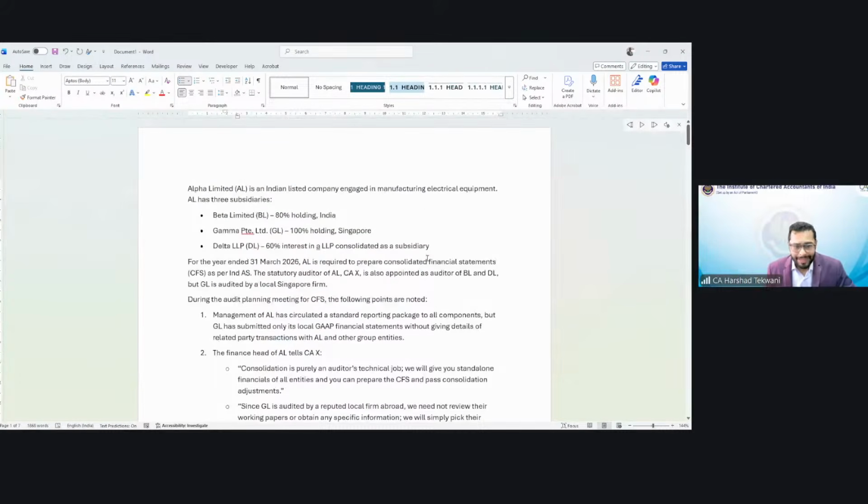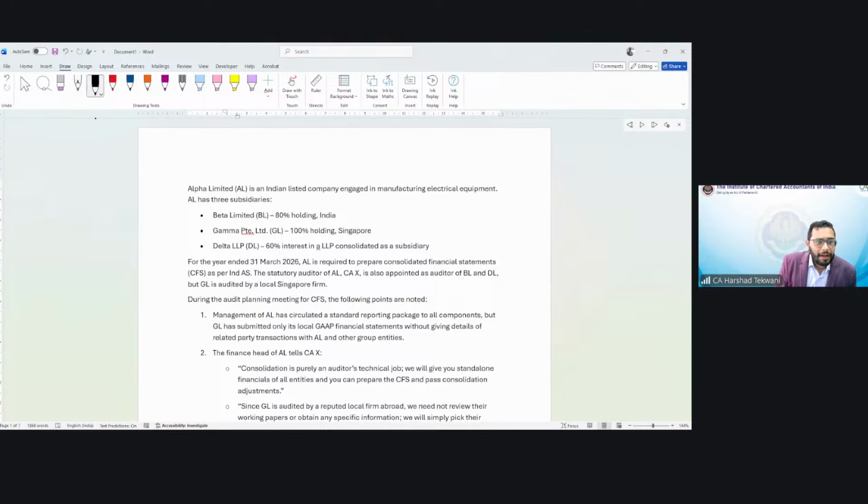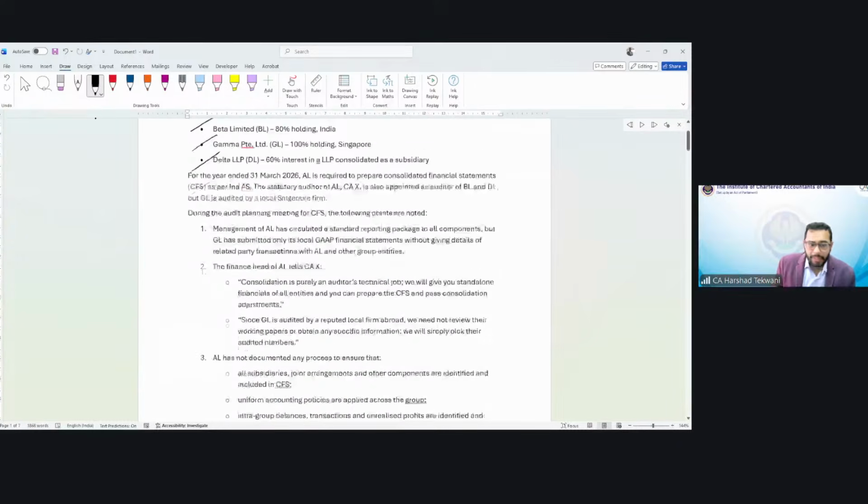Okay. So now in this scenario, there is one company, Alpha Limited. Alpha Limited has three subsidiaries: Beta, Gamma, and Delta. BL, GL, and DL. Now, what is happening is that for 31st March 2026, AL is required to prepare CFS.